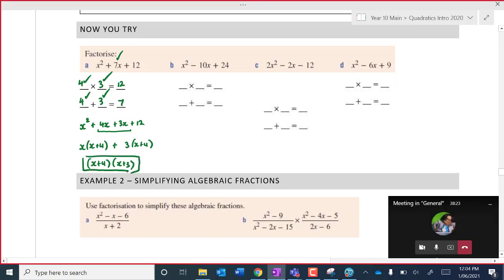We've now factorized that. All right, Oscar, what did you get for B?